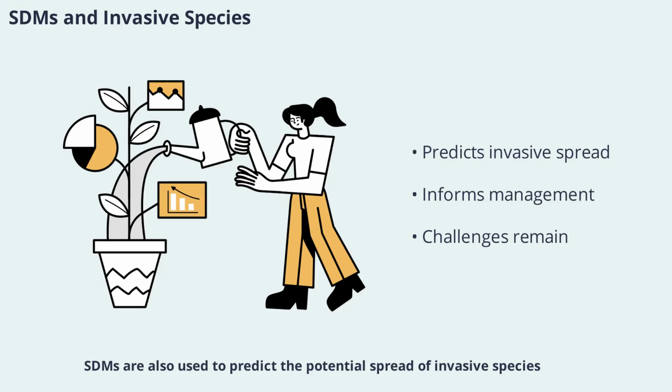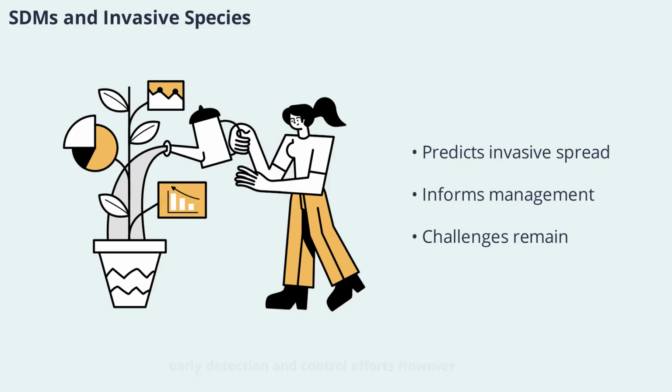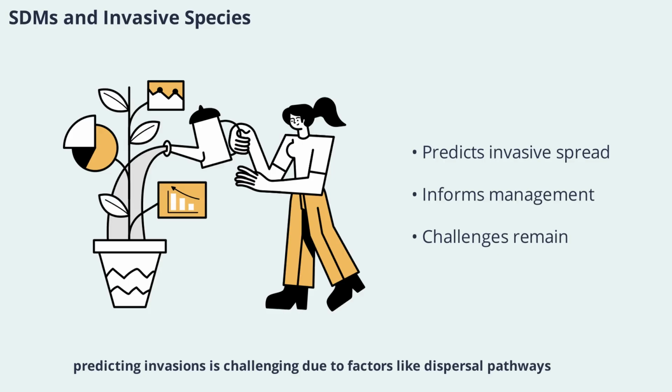SDMs are also used to predict the potential spread of invasive species, helping managers anticipate and prevent ecological and economic impacts. By modeling suitable habitats for invaders, SDMs inform surveillance, early detection, and control efforts. However, predicting invasions is challenging due to factors like dispersal pathways, genetic variability, and novel biotic interactions. Continued research is needed to improve SDM performance in invasion biology.